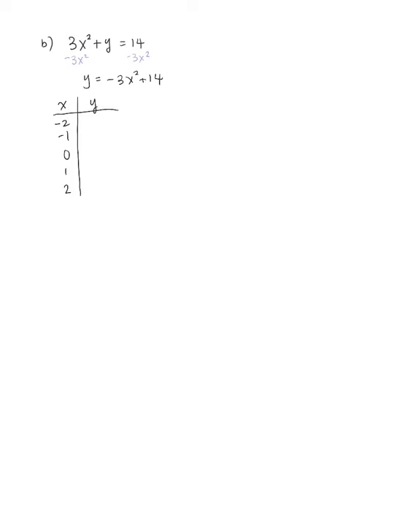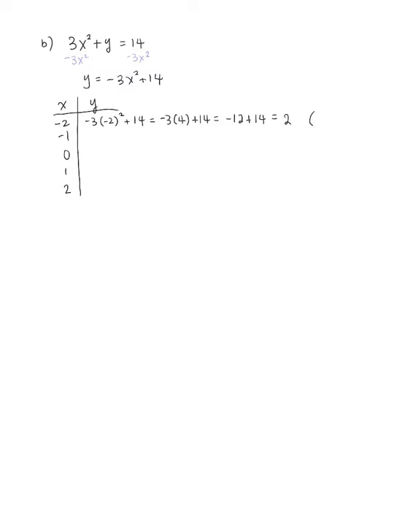Okay, now the corresponding y value is going to be, let's compute. When x is negative 2, you're going to have negative 3 times negative 2 squared plus 14. So that's the same thing as negative 3 times negative 2, whole quantity squared, which is positive 4, and then plus 14. So in this case, what do we get? Negative 12 plus 14, so this is going to give us 2.